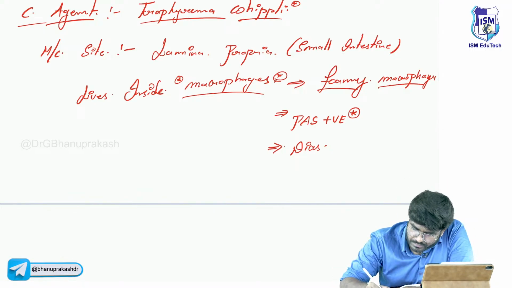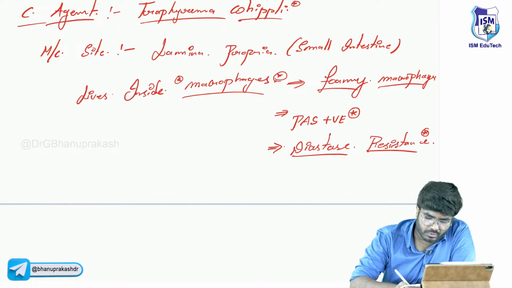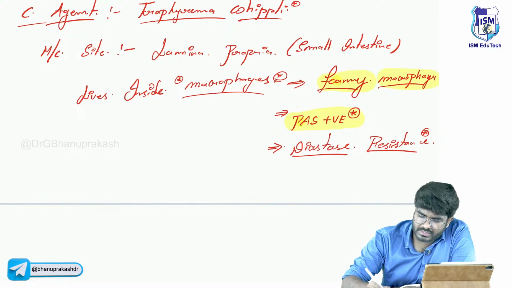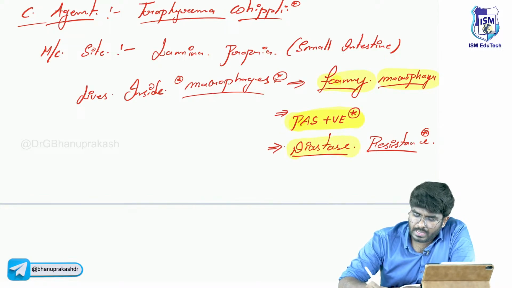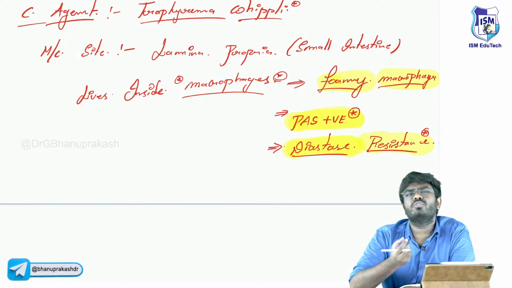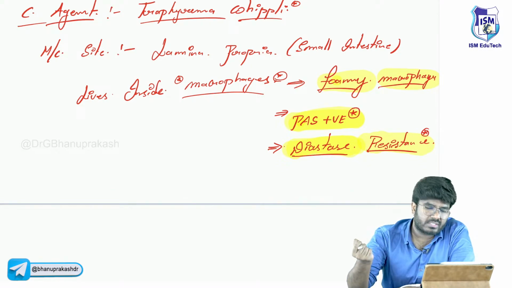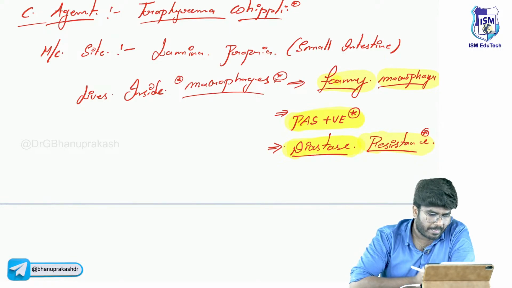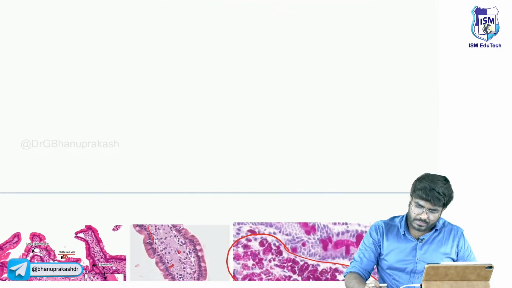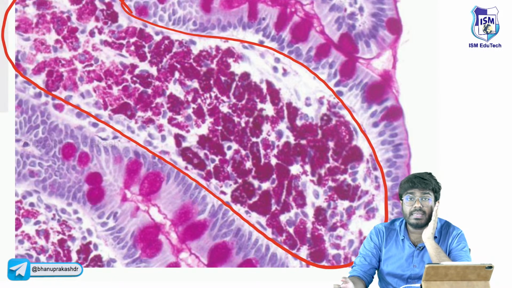So PAS positive, diastase resistance is seen. These macrophages take up the PAS stain and are diastase resistant. We usually say diastase resistant granules are seen inside the macrophages; they are nothing but the bacteria. This is an image-based question. These are the PAS positive organisms seen inside the macrophages.